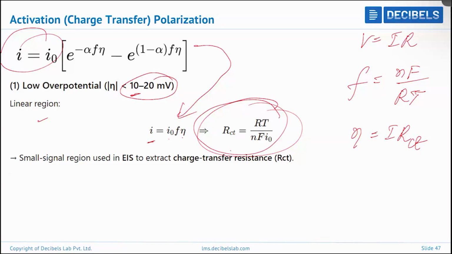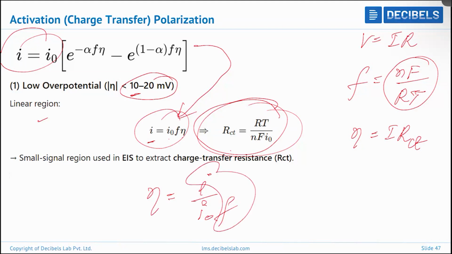So R_CT is equal to RT by nF I0. In this small signal region, the charge transfer resistance can be extracted from the EIS impedance measurement.